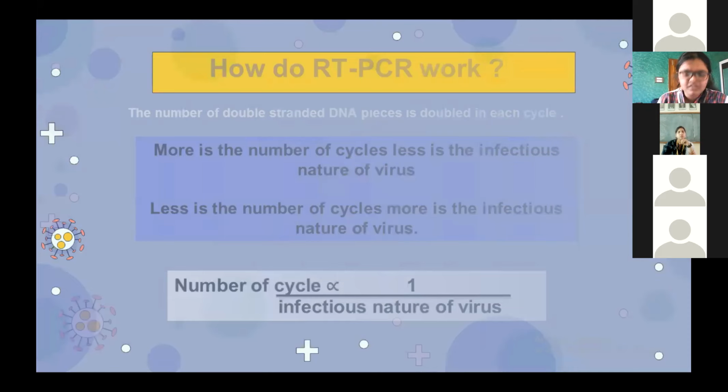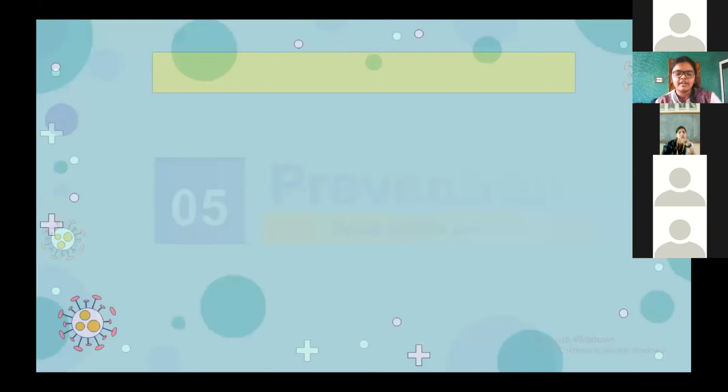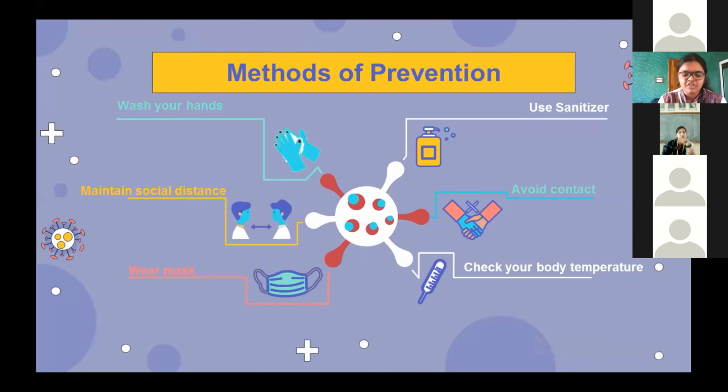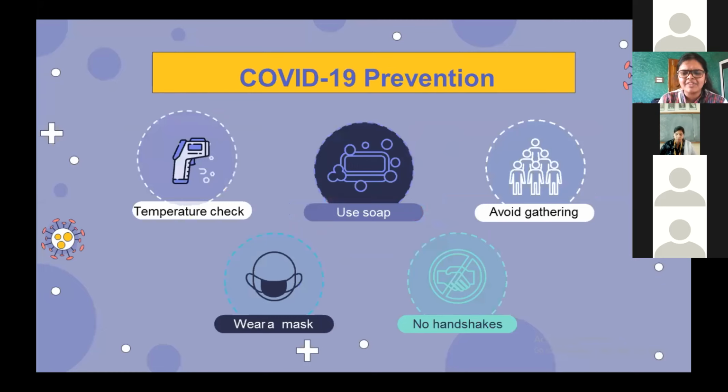Here are some preventive methods for avoiding COVID-19 or SARS-CoV-2. Washing our hands regularly, maintaining social distance of minimum 2 meters, then checking our body temperature regularly, wearing a mask, sanitizing and avoiding gatherings. But is prevention enough to overcome COVID-19?